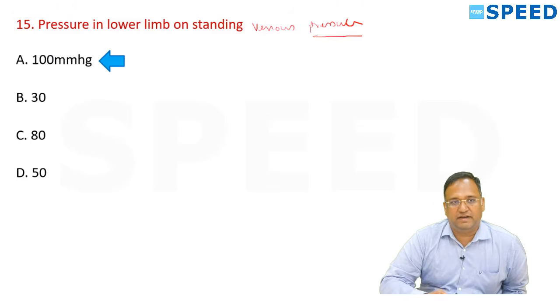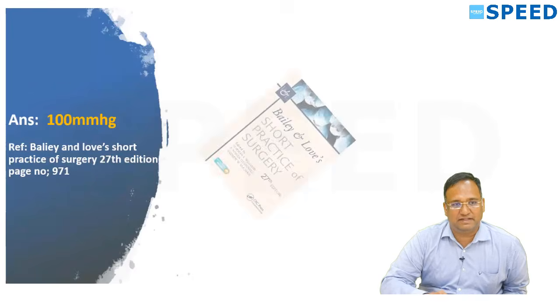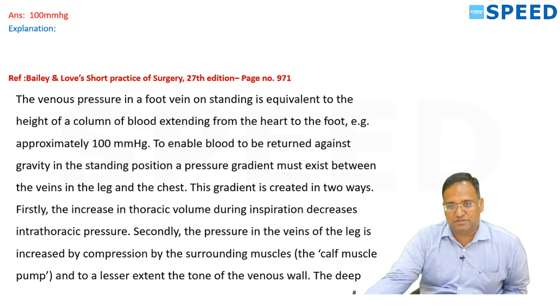Not for factual questions like this, but as per a concept. Okay. So, the right answer is 100 millimeter of mercury. Where exactly is it given? It is from Bailey and Love. The question is a direct question picked up from Bailey and Love. The venous pressure in the foot vein on standing is equivalent to the height of the column of blood extending from the heart to the foot, approximately 100 millimeter of mercury.